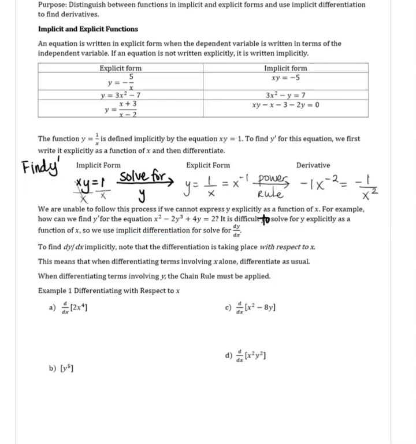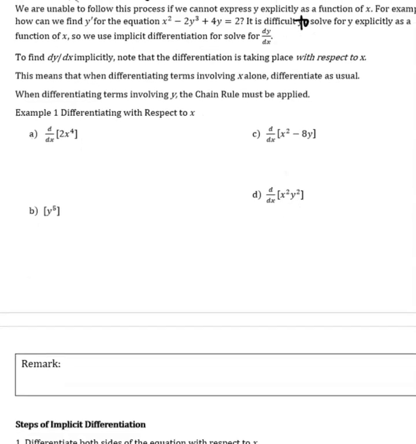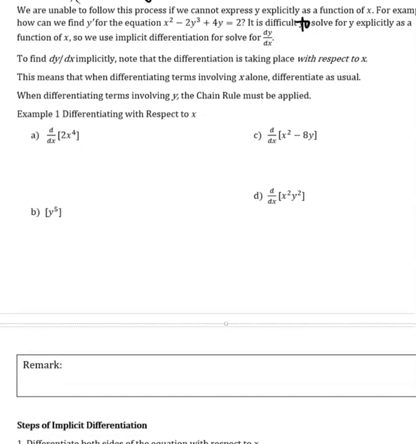When we are taking the derivative implicitly, we have to remember that y is a function of x and that the chain rule must be applied. Let's look at some examples. In example 1a, we want the derivative of 2x to the 4th.